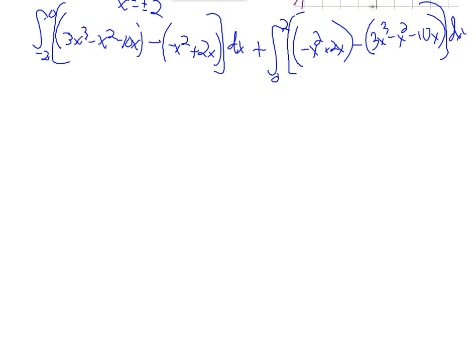So now we integrate this by hand. What should we do? Combine all your like terms. So we have the integral from negative 2 to 0 of what? 3x to the third. Yeah, the negative x squared, this turns into a plus x squared, so that term disappears. And then I have negative 10x minus 2x, which is negative 12x dx, plus integral 0 to 2.